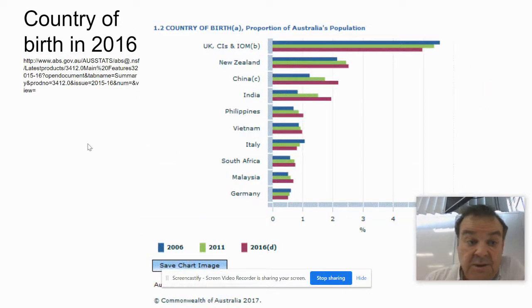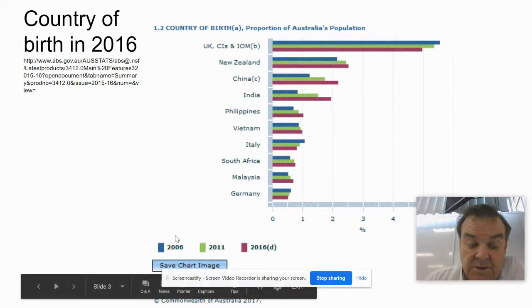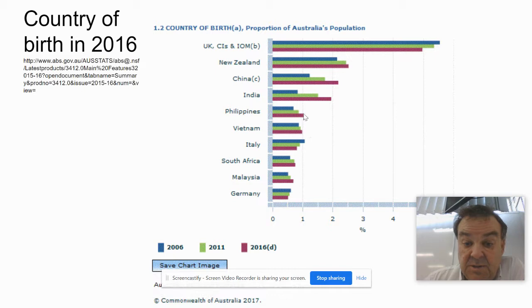Now this graph is looking at, again from the census in 2016, the country of birth, where migrants come from as of 2016. Down here you can see 2006, 2011 and 2016. There's a comparison of those three census dates. You can see here the majority of our migrants come from the UK, then New Zealand, China, India, Philippines, Vietnam.